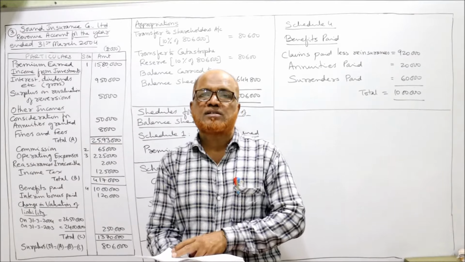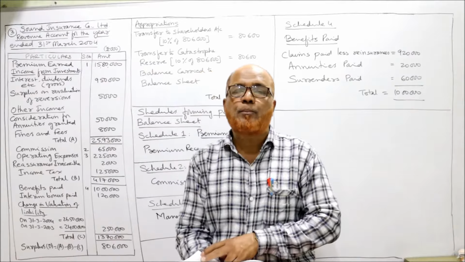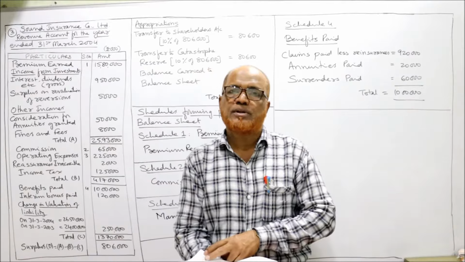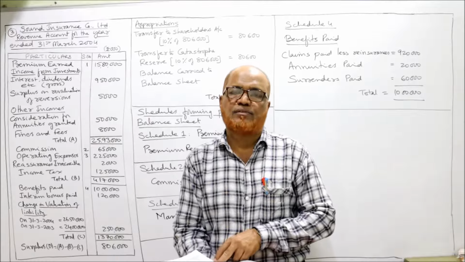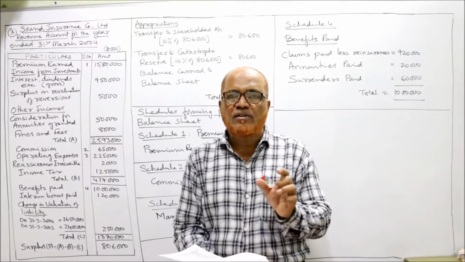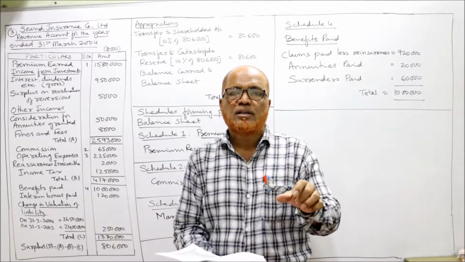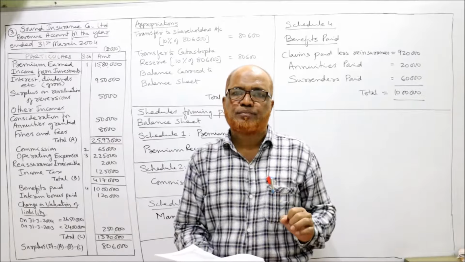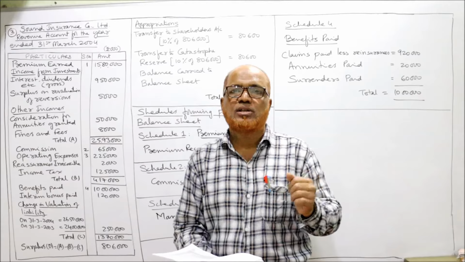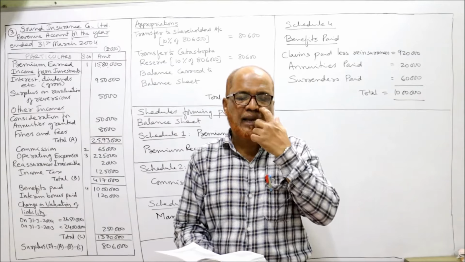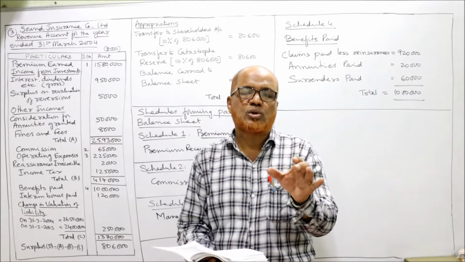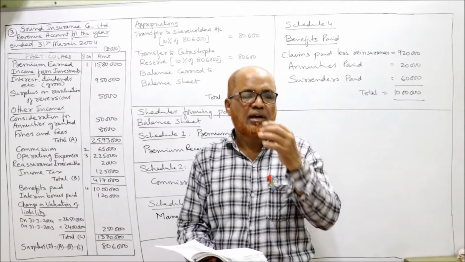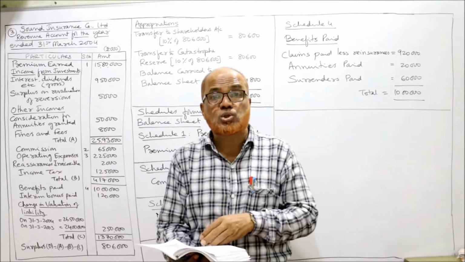So 10% of the surplus, the company wants to make the appropriations. 10% transfer to shareholders account, 10% to catastrophe reserve. Catastrophe reserve means a reserve created to meet the very disastrous situation, just like there's a crash in the stock market or some natural calamity occurs. For meeting those extreme situations, a reserve will be created called catastrophe reserve.